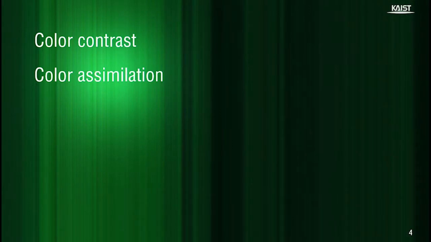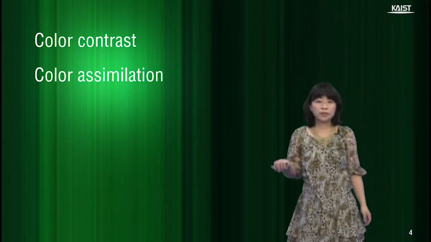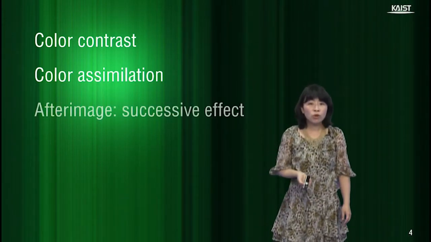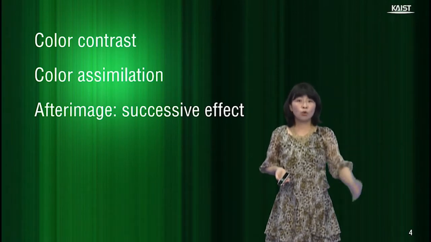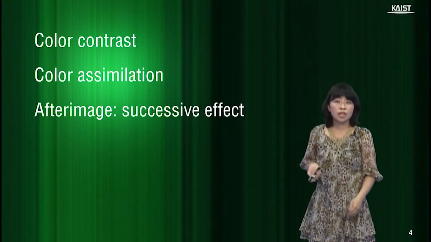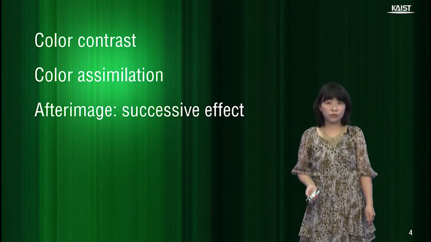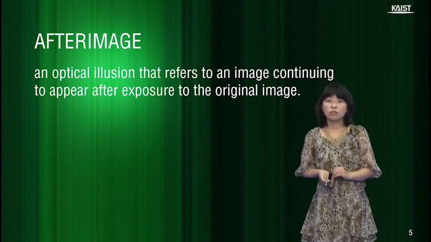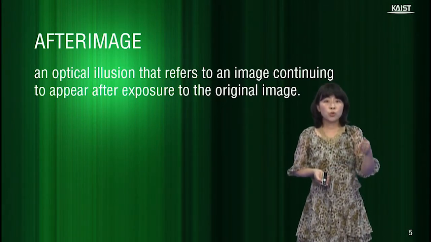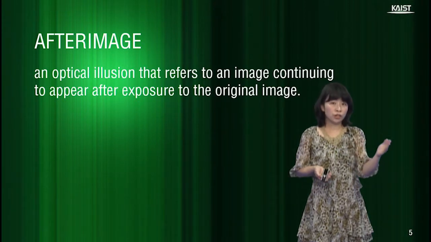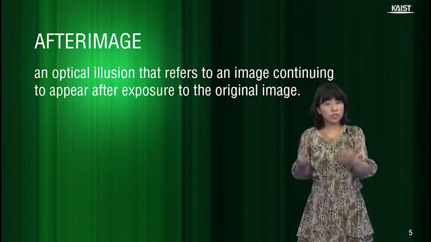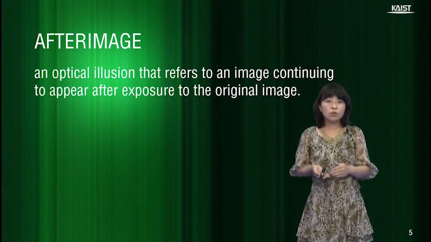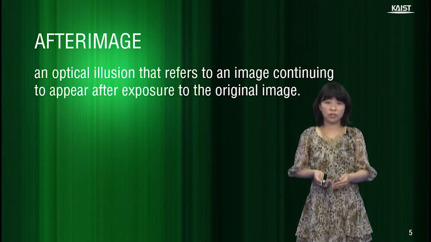When we look at different colors simultaneously, we experience the effect of a color contrast or color assimilation. When you look at different colors sequentially, we experience an optical illusion. This optical illusion is called afterimage. An afterimage, in general, is an optical illusion that refers to an image continuing to appear after exposure to the original image has ceased. Prolonged viewing of the color induces an afterimage of the complementary color.